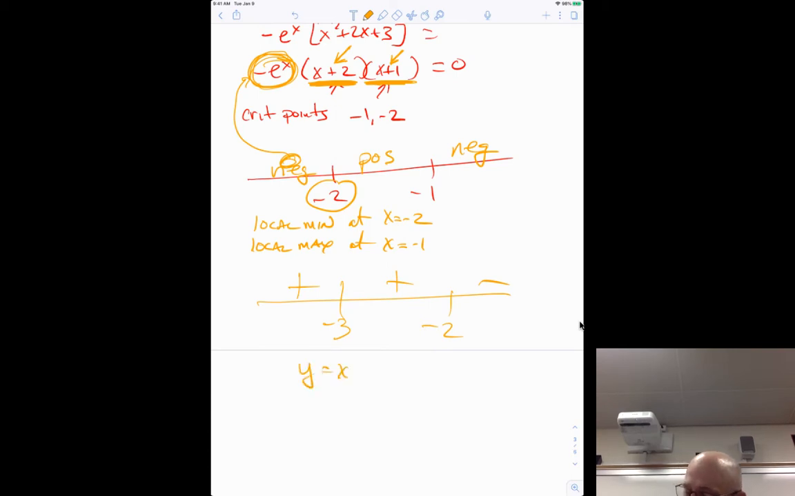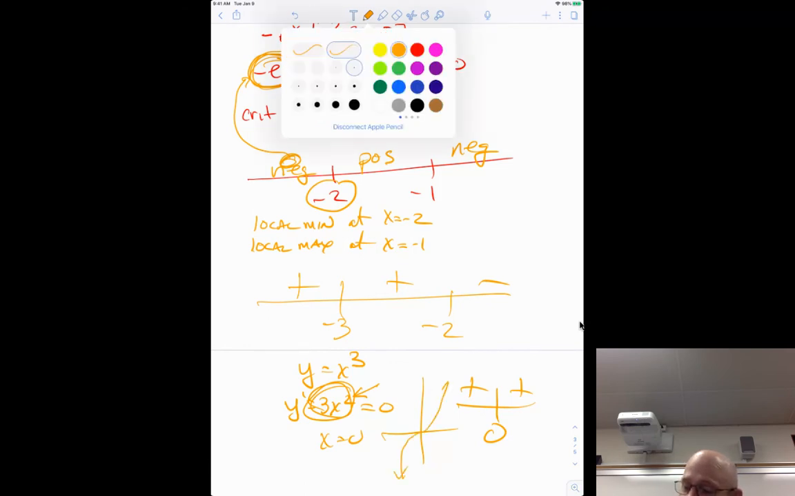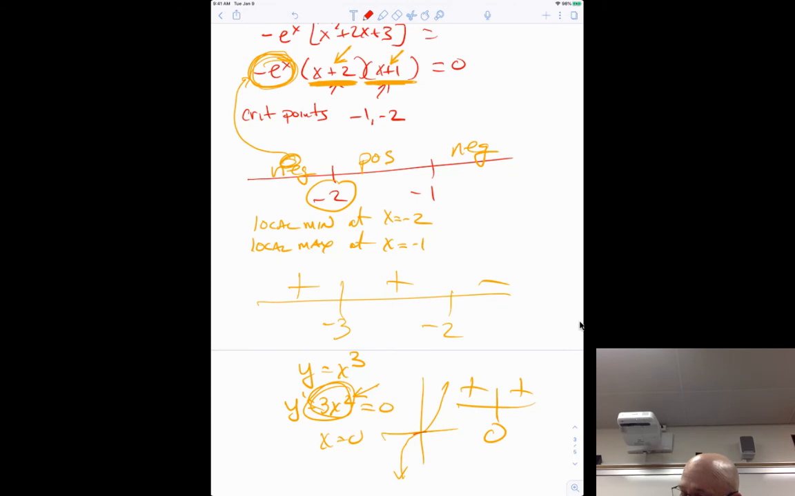Here's a really quick, simple one. Watch this. y equals x cubed. Derivative is 3x squared. You set that equal to 0, you get x equals 0. So we have a critical point at 0. However, when you plug it in, squaring it, it's positive, positive. You all know the cubic graph looks like this, right? So it's actually not a minimum or maximum, it's actually a horizontal tangent there.